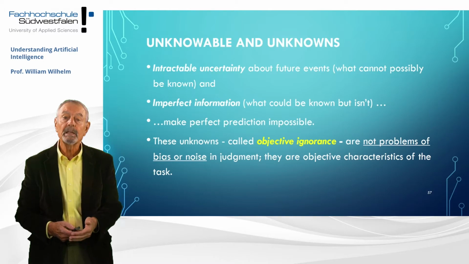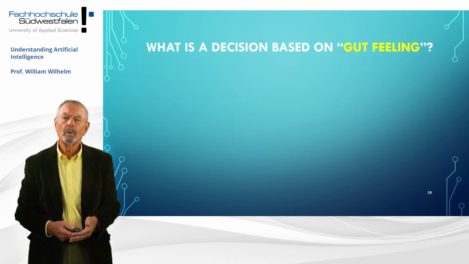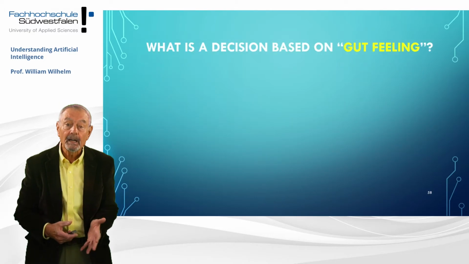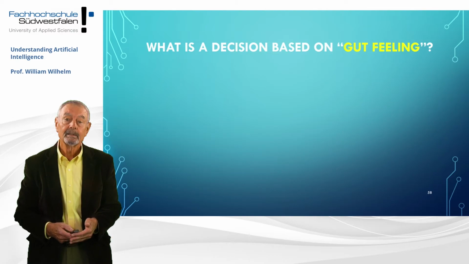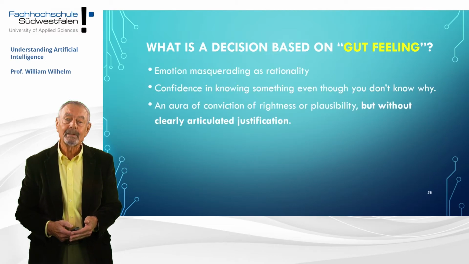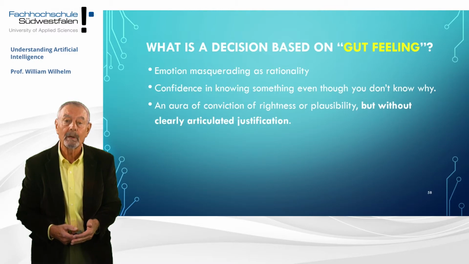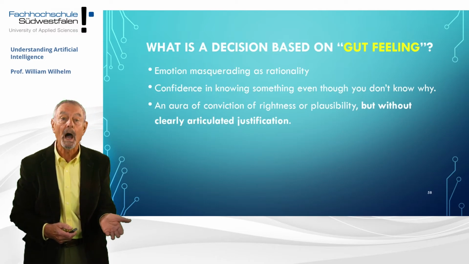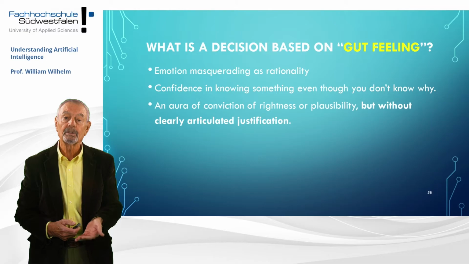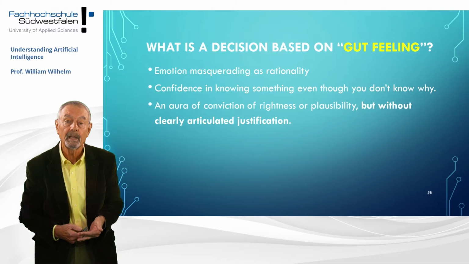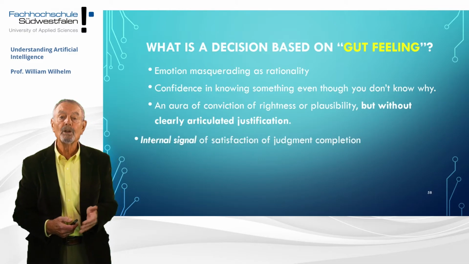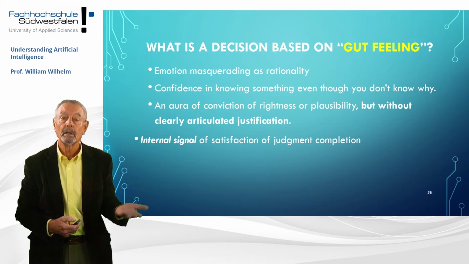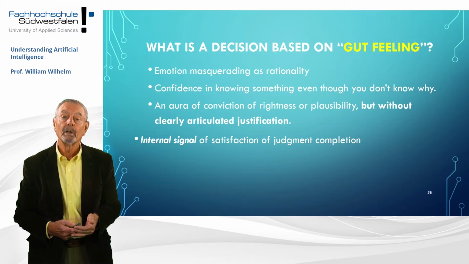Yet, very often, people make judgments based on gut feeling. So when someone makes a decision based on gut feeling, what does the gut tell that person? It is emotion masquerading as rationality. It is confidence in knowing something even though you don't know why. It's an aura of conviction of rightness or plausibility, but without clearly articulated reasons or justifications. This sense of knowing is actually the internal signal of judgment completion we discussed earlier.